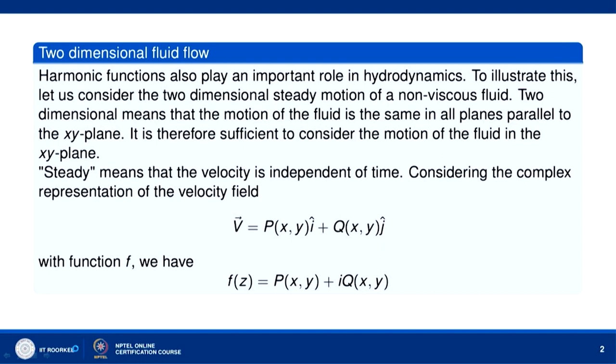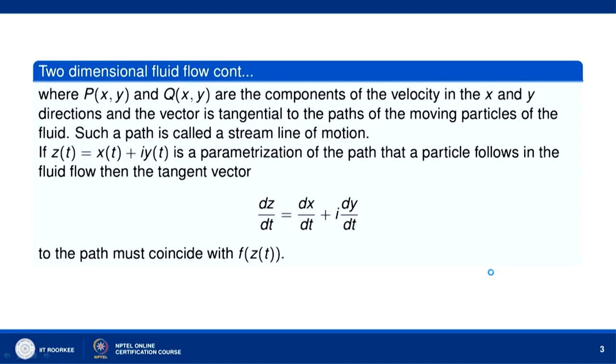Now, considering the complex representation of the velocity field, V is given by p(x,y) times the unit vector i plus q(x,y) times j. With the function f, we have f(z) equal to p(x,y) plus i q(x,y), where i is iota, equal to root minus 1. So, when you consider the complex representation of the velocity field, you get the complex function f(z) equal to p(x,y) plus i q(x,y), where p(x,y) and q(x,y) are the components of the velocity.